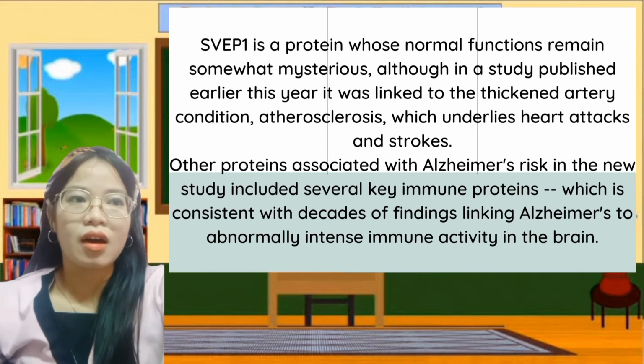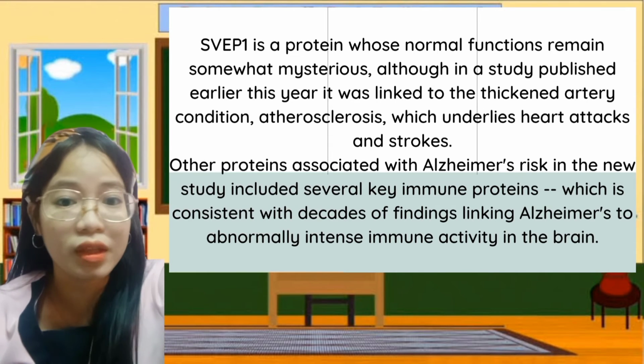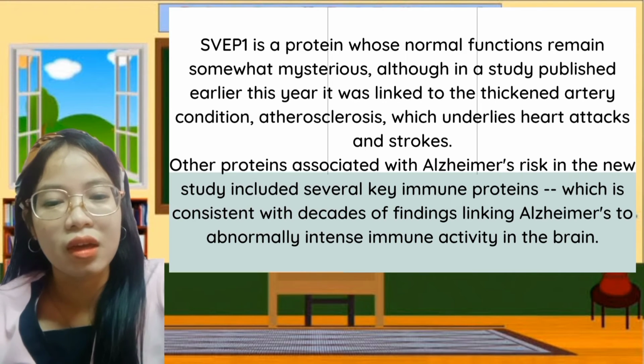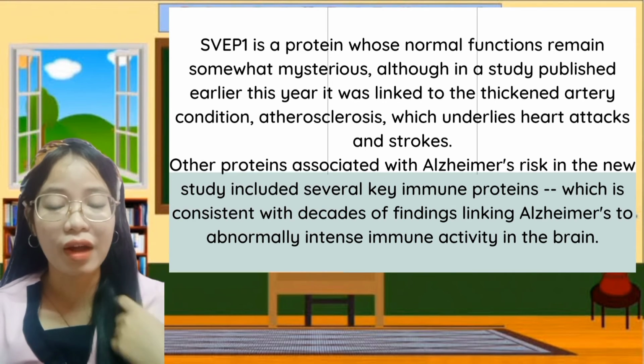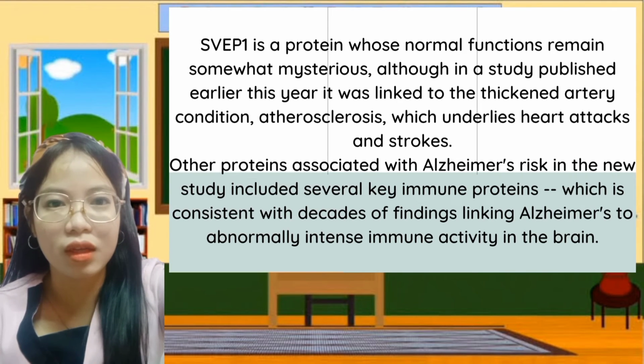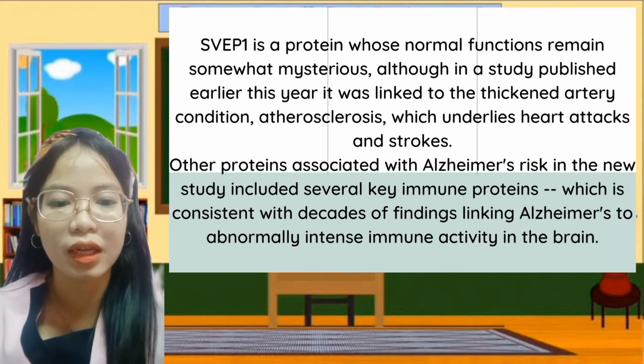So yun, in this article, they found out that there's a protein in our body that can predict if we are going to have dementia in the future, and that proteins can predict the risk of Alzheimer's two decades in advance. So, napakaganda ng study na ginawa nila dito.